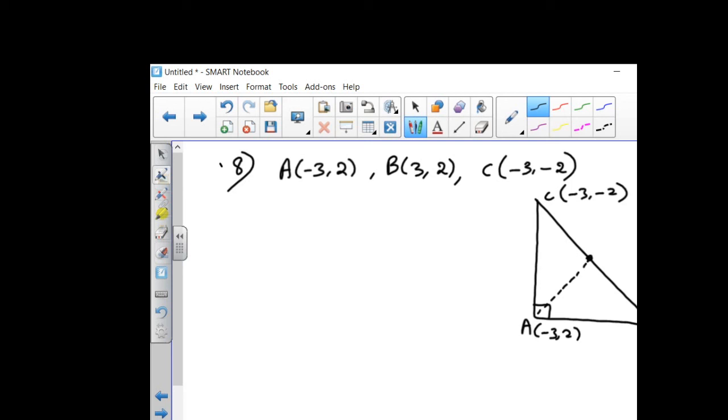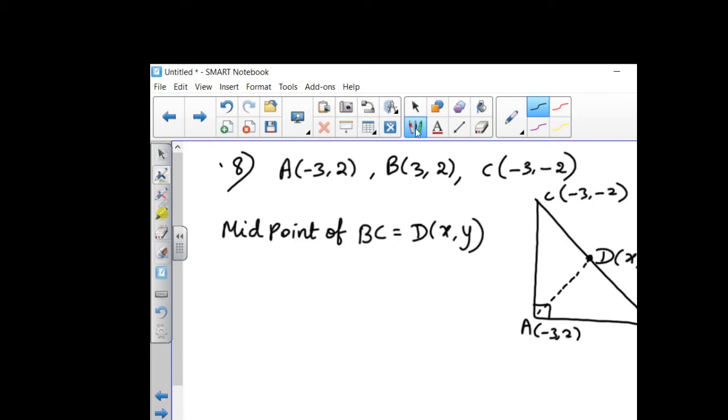And we have to prove that the distance between the midpoint and the 3 vertices is equal. Okay? So first we want to find the D point. Then only we can find the distance. Okay. So what is that? We want to find it first using the midpoint formula. This is the point D. You can take it as D of x comma y. So the midpoint of BC is D of x comma y.